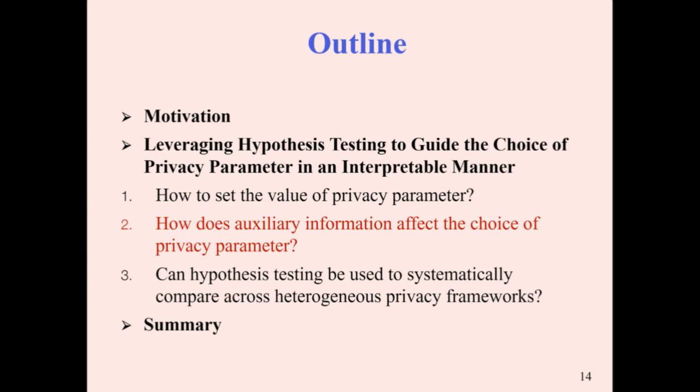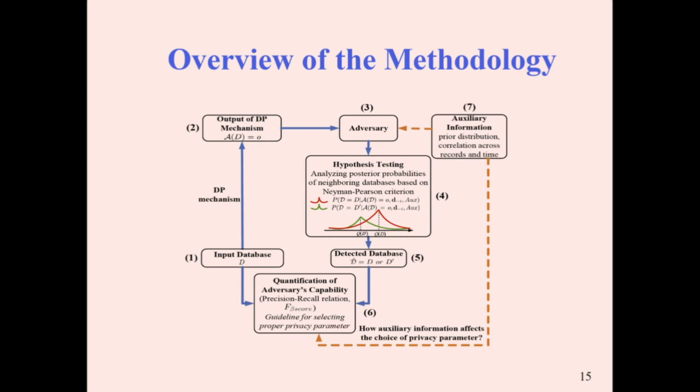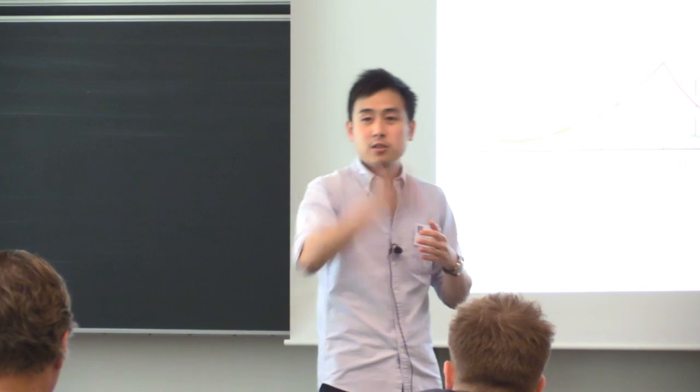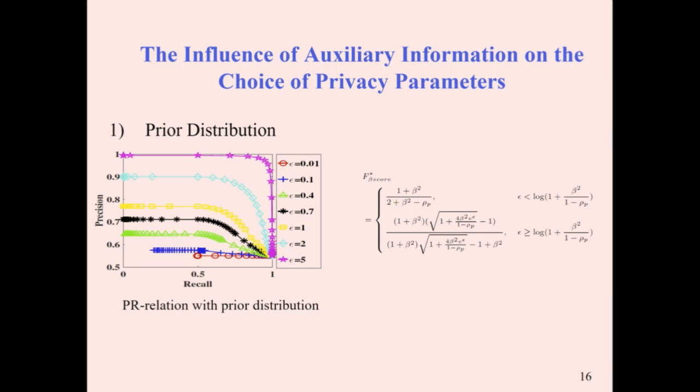The second question we want to answer is, can we use the same technique to figure out whether auxiliary information would affect the choice of this epsilon? Again, the same methodology, and now we add a different part where the adversary can have auxiliary information in the form of prior distribution, correlation across records and time, and we analyze it. The auxiliary information that we consider first is the prior distribution of data. When that comes into play, the distribution of the output would change, so it would change the threshold that the adversary would pick, and the result is a different PR curve.